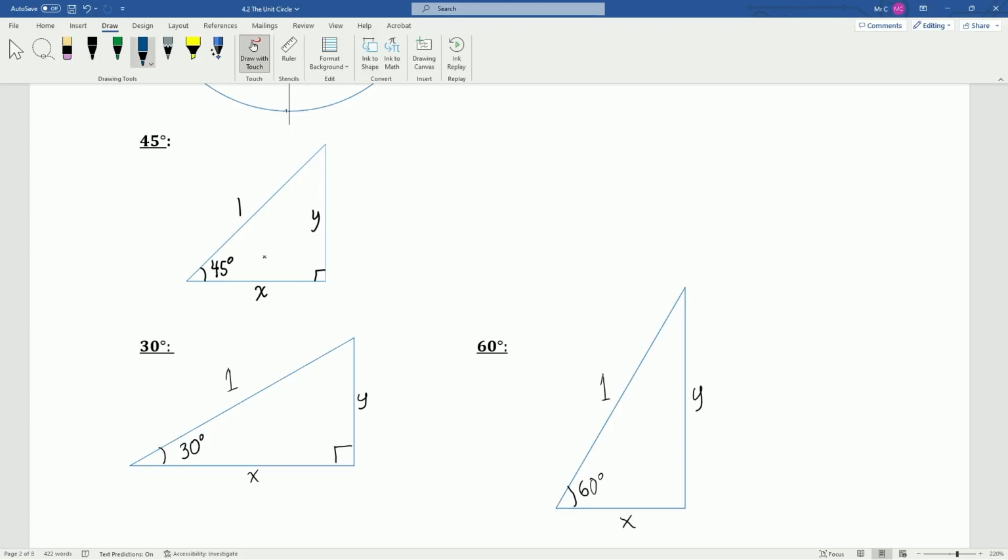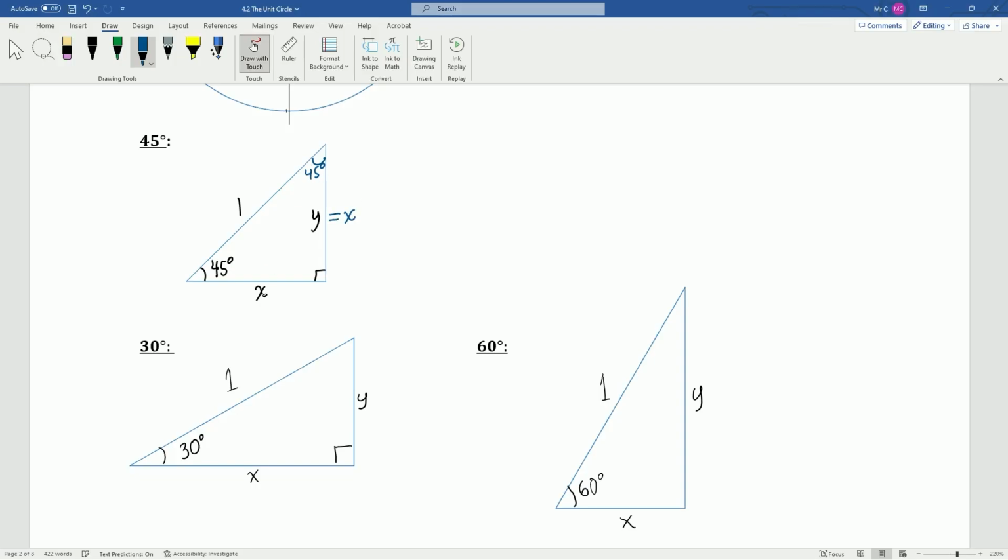So let's start with the 45-degree triangle. I know that all three angles of a triangle must add up to 180 degrees, and this is already 90, and this is 45. So that's 135 degrees. So what do I have left? I have another 45 degrees left. So that tells me that these two angles are congruent. And I recall from geometry that if my base angles are congruent, then that means the triangle is isosceles and the two sides are also congruent.